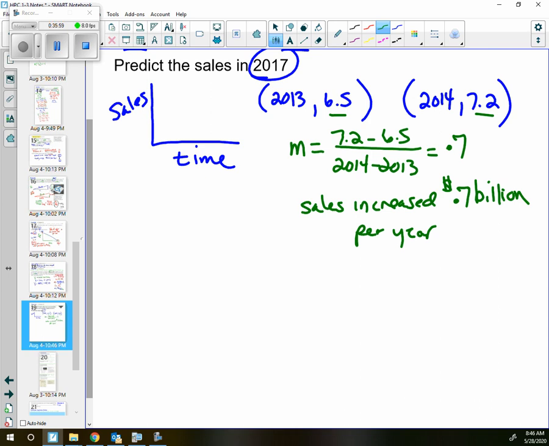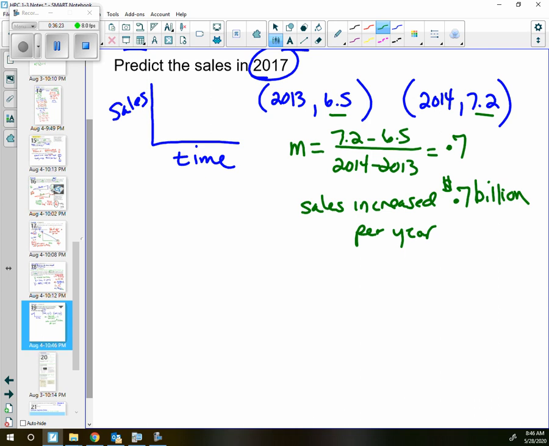Some people might just start adding on. We know where it was in 2014, so I could add 0.7 to get to 2015. I could add 0.7 again to get to 2016. I could add 0.7 again to get to 2017. Works great, if that's all you want to do is that 1 year. But what if you want to continue to project out past that? An equation would be a great way to model that. It might be a little bit easier way to do that.